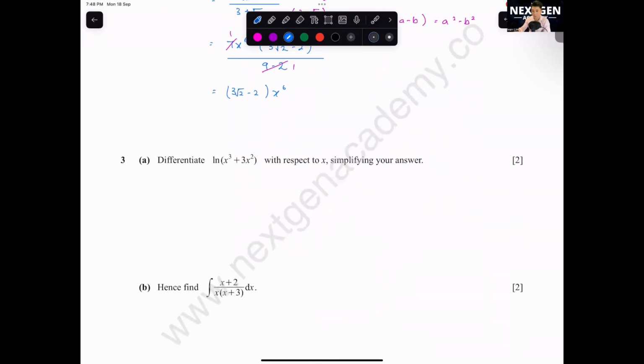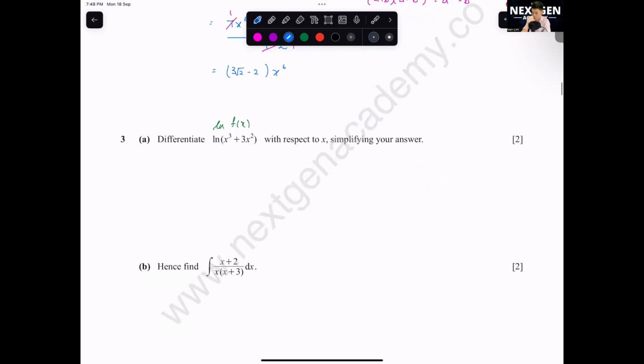Differentiate ln(x cubed plus 3x squared), simplifying the answer. So how do we do this? This is ln f(x). So how do we do our dy over dx? You get f prime x over f(x). So dy over dx, you differentiate whatever is in the bracket, you get 3x squared plus 6x over x cubed plus 3x squared. Okay, simplify this.